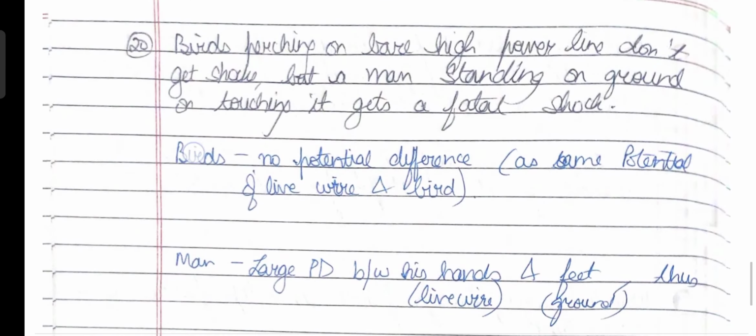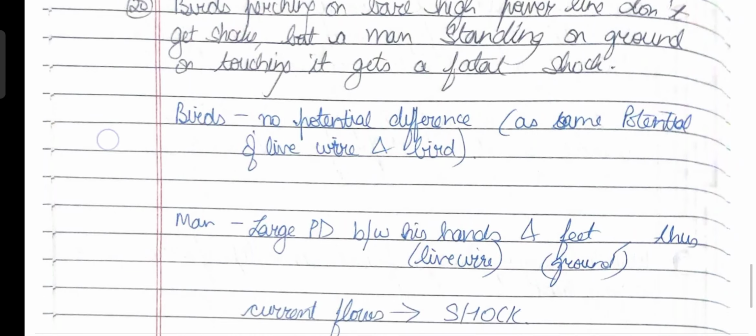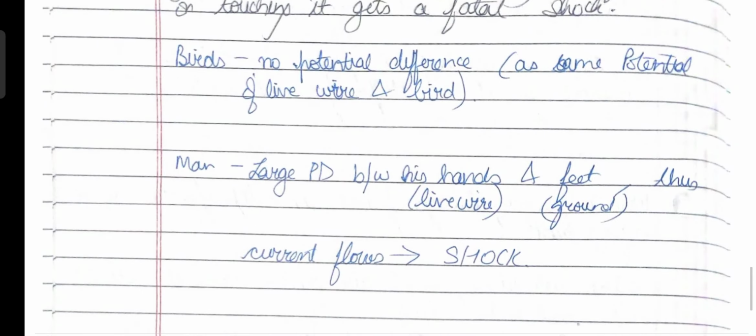Next question, and the last question for the day, is: birds perching on a bare high power line don't get shocks, while a man standing on the ground and touching it gets a fatal shock. Why does this happen? When the birds sit on the live wires, there is no potential difference because the entire body of the bird is attached to the live wire. The potential of the bird as well as the live wire is the same. Because of no potential difference, there is no movement of current.